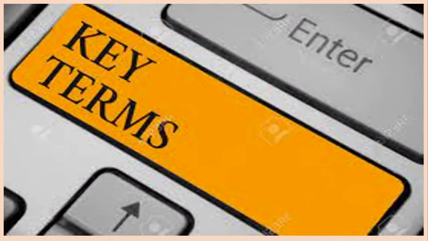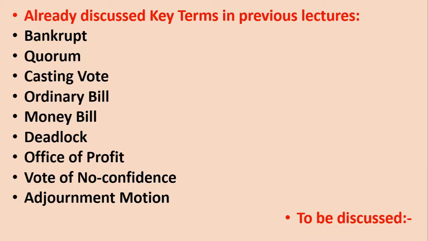Now, before discussion of today's topic, I am going to discuss the topic related key terms with you. But students, you know that some terms you have already done. You know which are the terms already done? That is bankrupt, quorum, casting vote, ordinary bill, money bill, deadlock, office of profit, vote of no confidence, and adjournment motion. These terms have been already discussed with you.